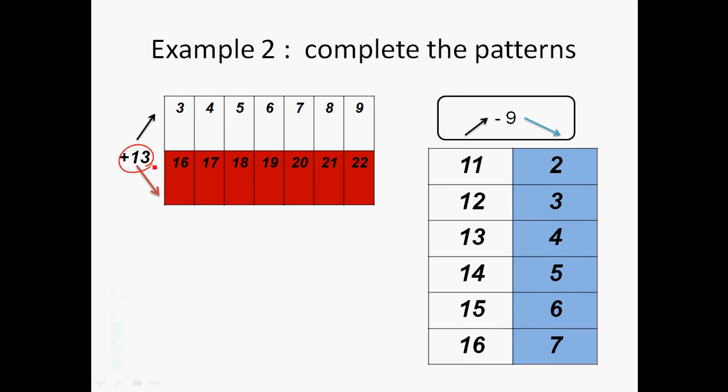So example number one, 13 plus 3 equal 16. 13 plus 4 equal 17. 13 plus 5, 18, and continue like this. 13 plus 6, 19. 13 plus 7, 20. 13 plus 8, 21. 13 plus 9, 22. The answers are 16, 17, 18, 19, 20, 21, and 22.